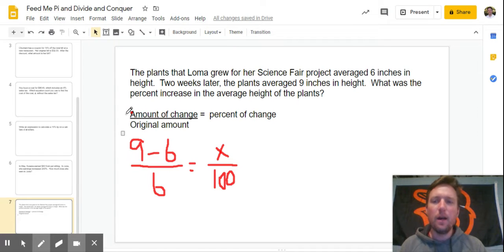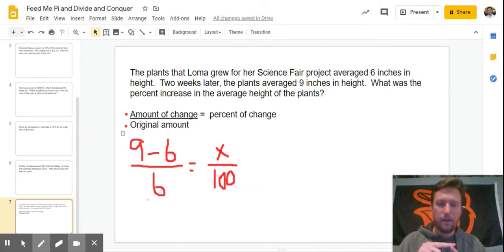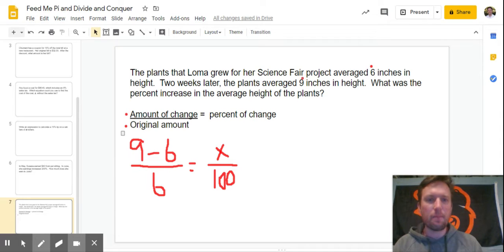So every time, the top of our fraction is the amount of change. The denominator, the bottom of our fraction, is the original amount, and it's going to equal the percent of change. Now, it can be a positive change or a negative change, and what determines that is the number that you start with and what it changes to. So if we flip these numbers around and it was 9 inches to begin with, and then it went down to 6 inches, that would be a negative percent of change, or a decrease.